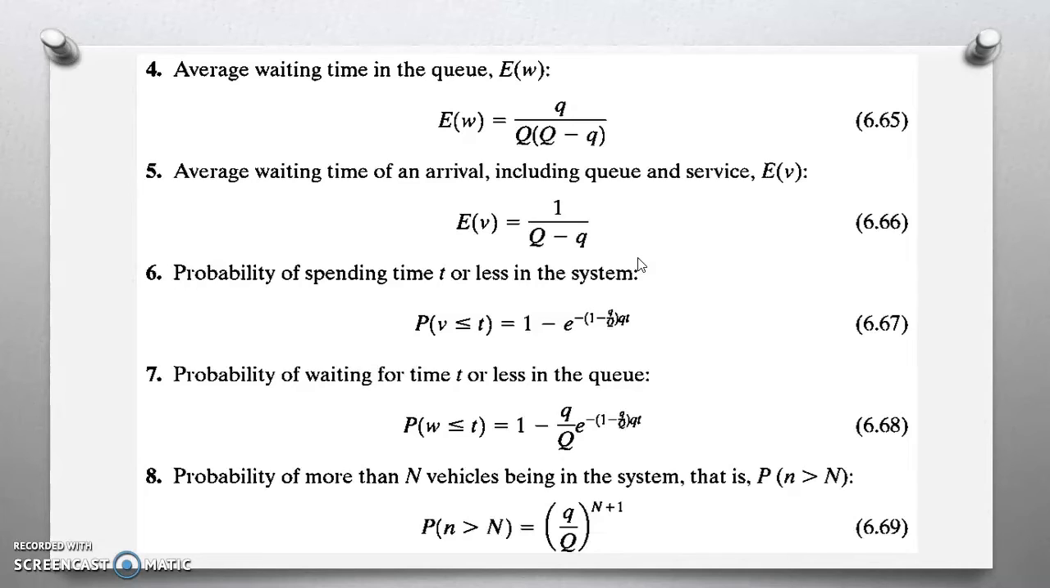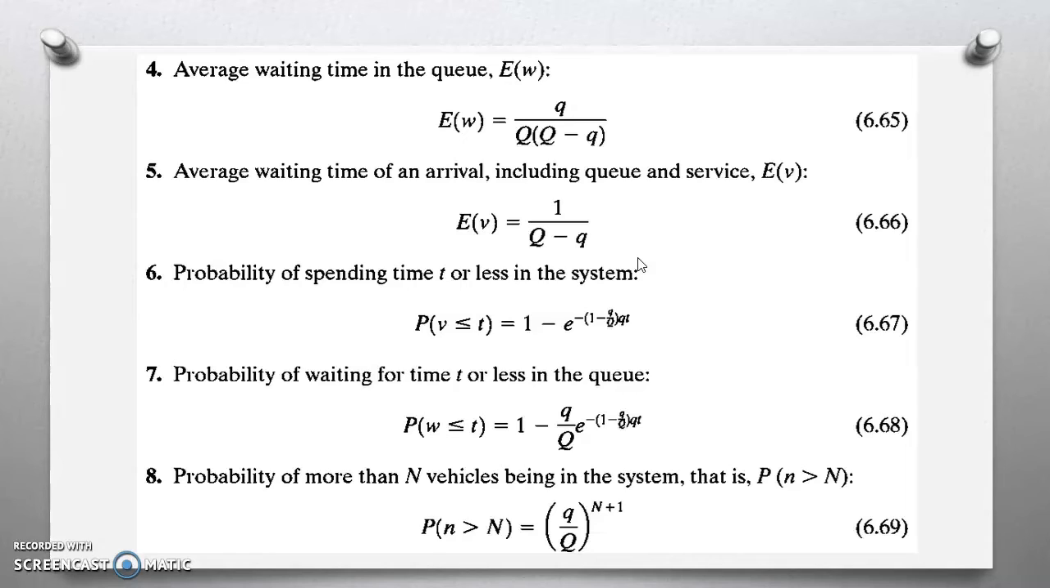Probability of spending time t or less in the system. P(v) is equal or less than t is equal to 1 minus e to the power of negative 1 minus arrival rate over service rate multiplied by arrival rate times time.